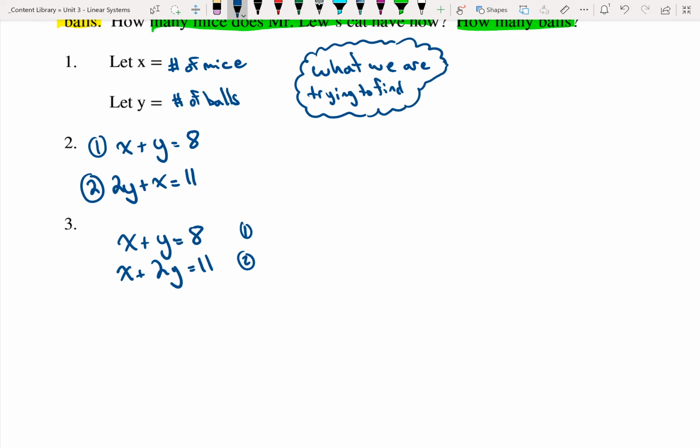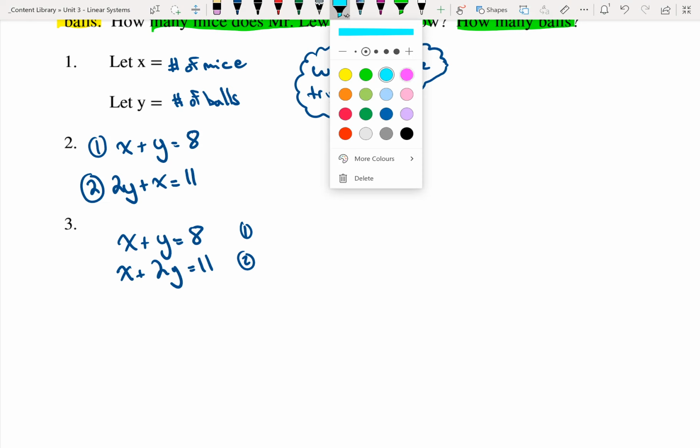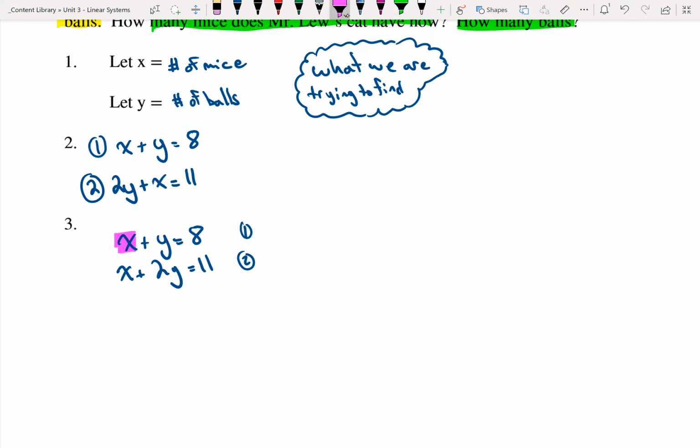Now, these two equations are very ideal for solving by elimination, because if I look at the x values, and I'll highlight them in pink, the number in front of them is the same. It's both 1. So that means I can either add or subtract these two equations to easily get rid of these. Because the signs are the same, I am going to subtract these two equations.